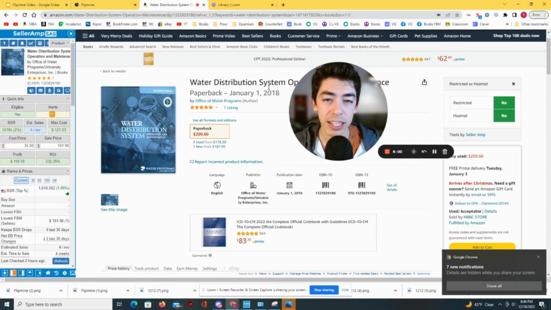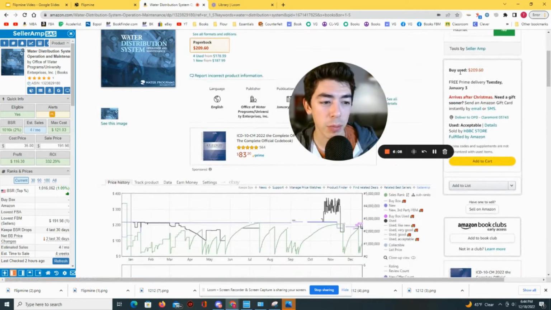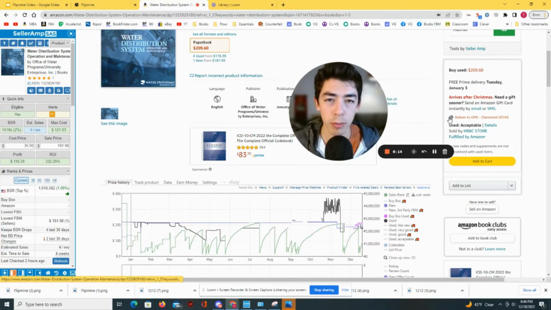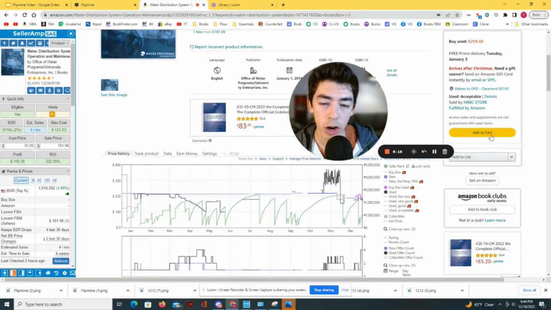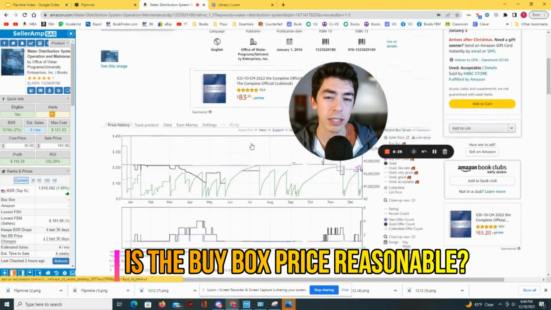Here's that exact listing on Amazon, and I'm going to scroll down to the Keepa chart and show you why I bought the book. Now, one thing that's actually interesting to note right now is that the buy box price is actually $210. If you don't know what the buy box is, it simply refers to this box right here on any Amazon product webpage where there's this add to cart button. And it turns out that most Amazon customers will just buy whatever's in the buy box. That's why it's really important to understand what the buy box price is. But again, one thing we want to make sure is that the buy box price is actually reasonable.